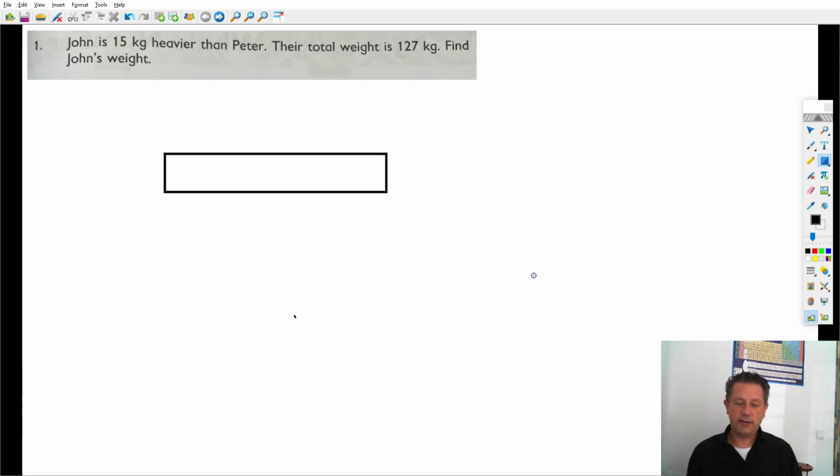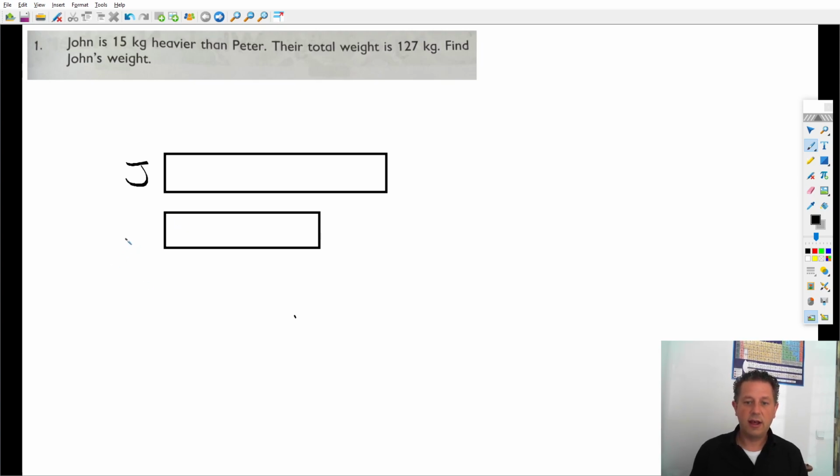I get to cheat a little bit by using some digital perfect bars, but anyway, this is going to be our first bar for John. Since John is the heavier person, we're going to make another bar for Peter, and we're going to make this one smaller, about that much smaller. Now we need to give it a label. I'm going to give J for John, and I need to move so I can use my tablet more efficiently. I'm going to make a P for Peter.